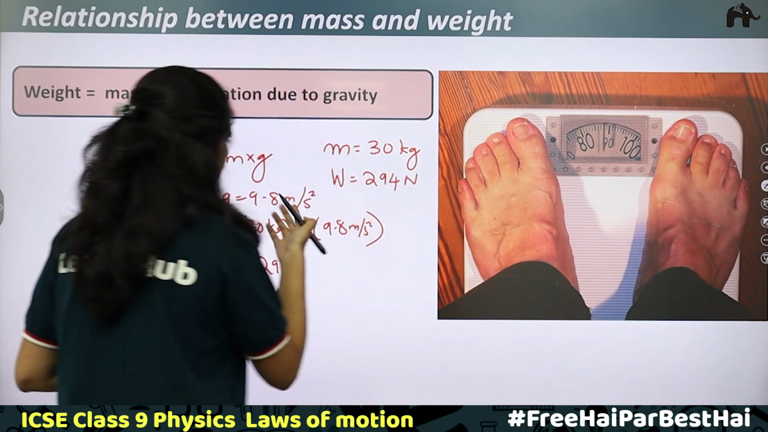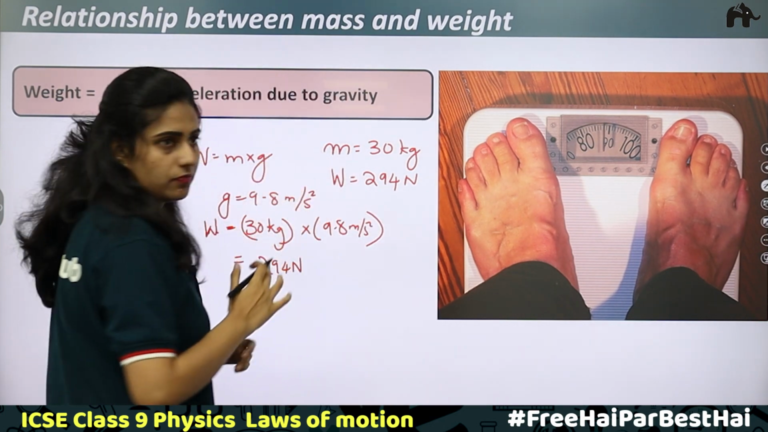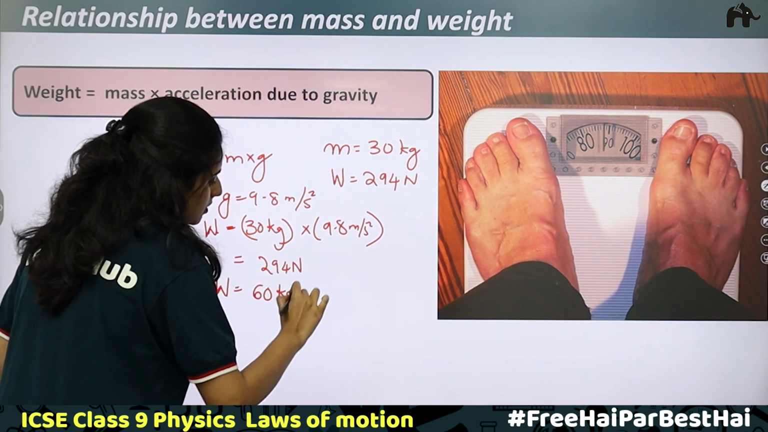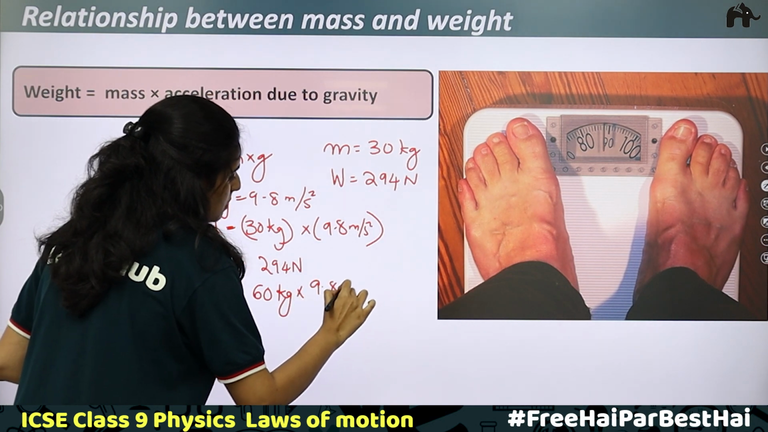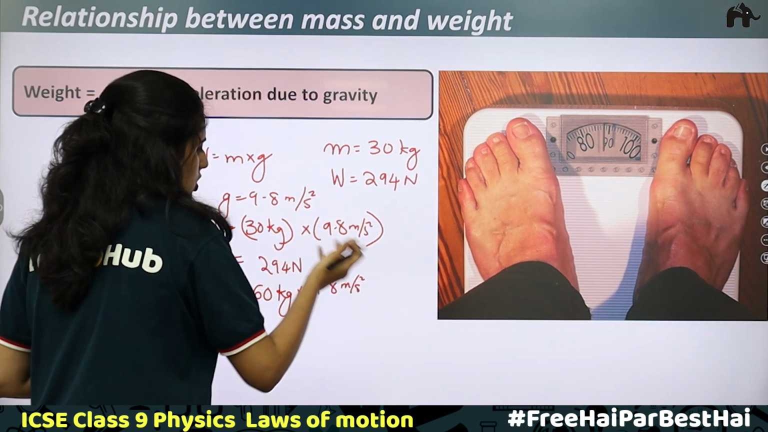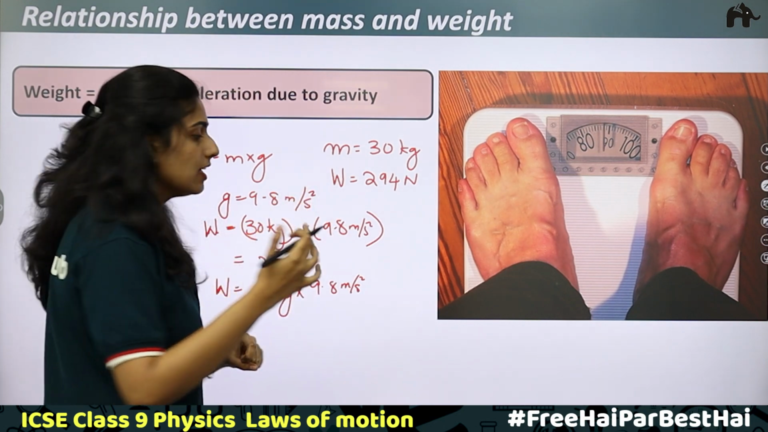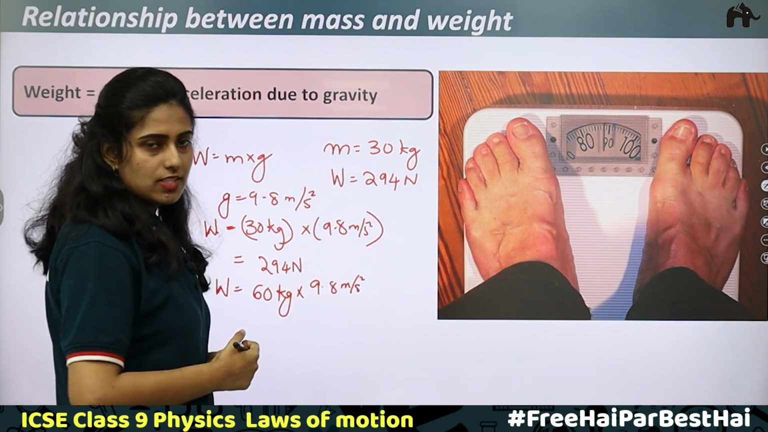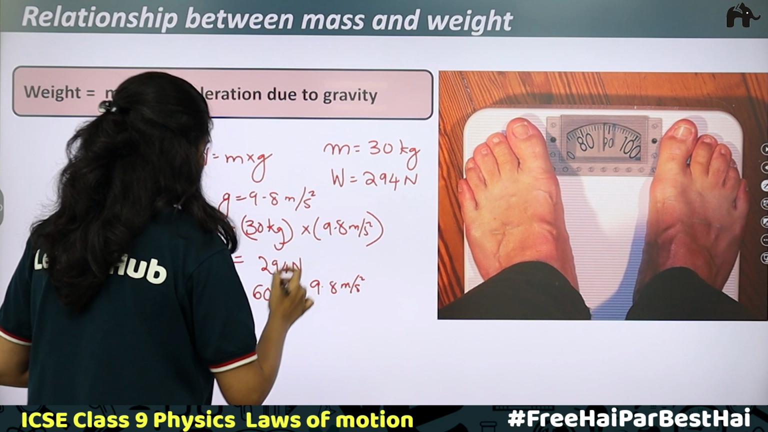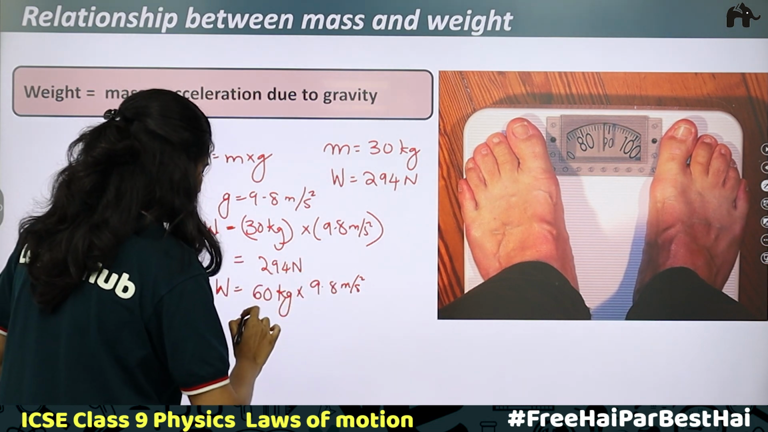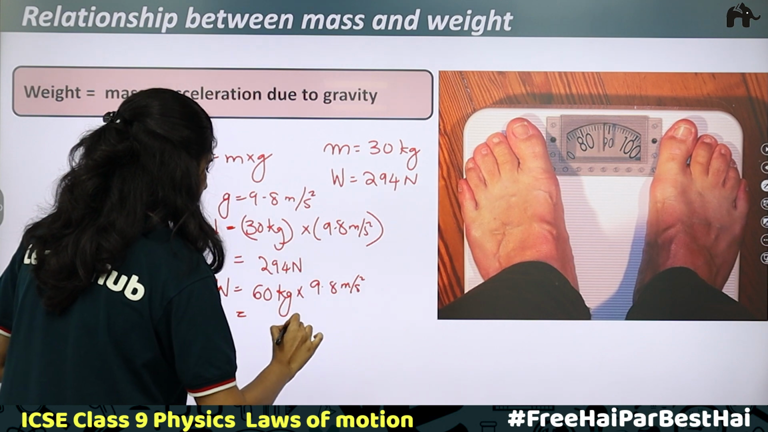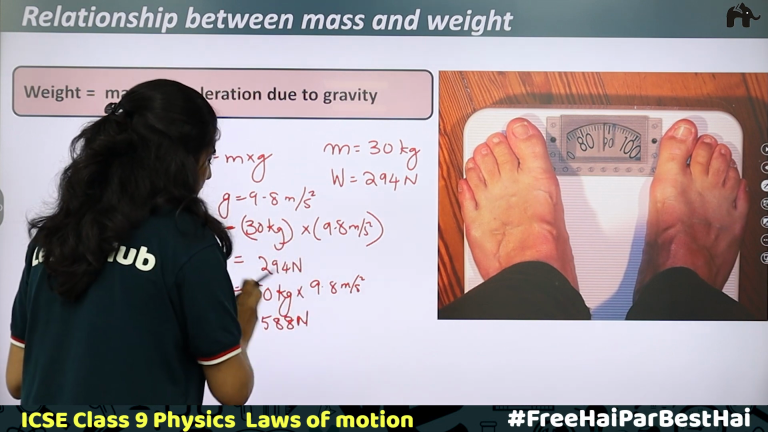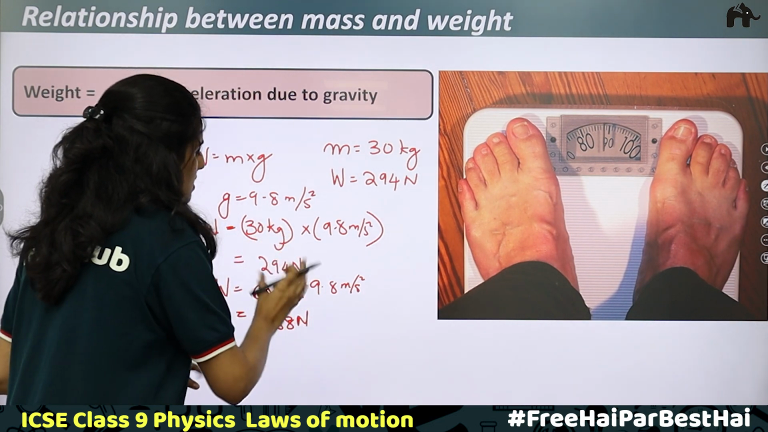If your mass is 60 kilogram, the weight will be 60 kilogram into 9.8 meter per second square. To make the calculation easier, you can take 10 meter per second square. In some questions, it will be given to take the acceleration due to gravity as 10 meter per second square. Or you can just calculate 9.8 into 60, and you will get 588 Newton. The weight will be 588 Newton, not 60 kilogram.